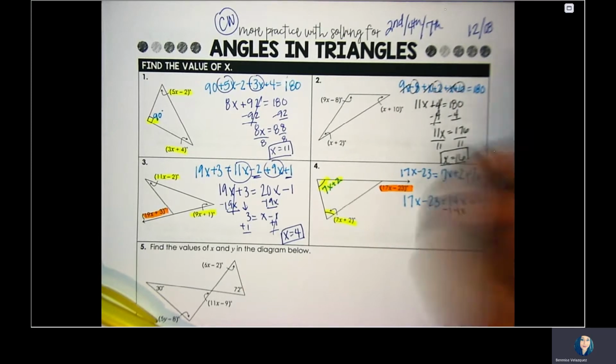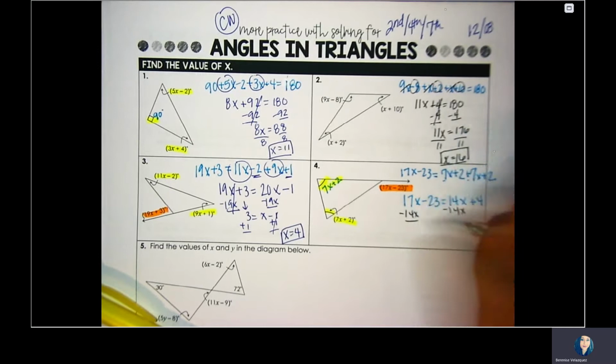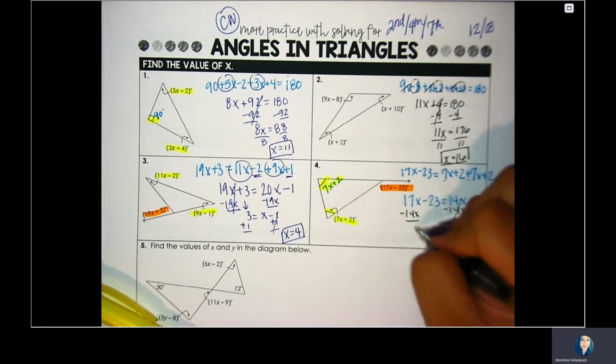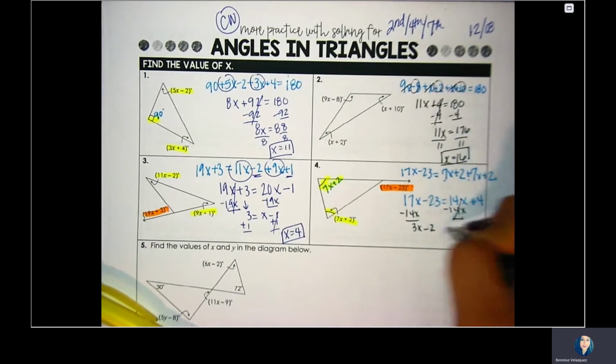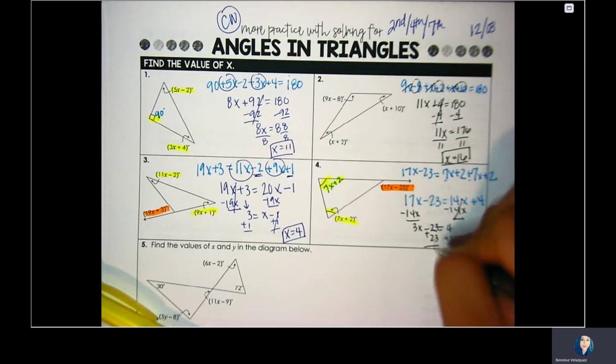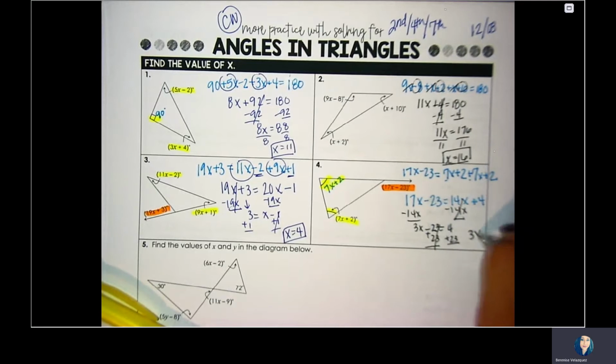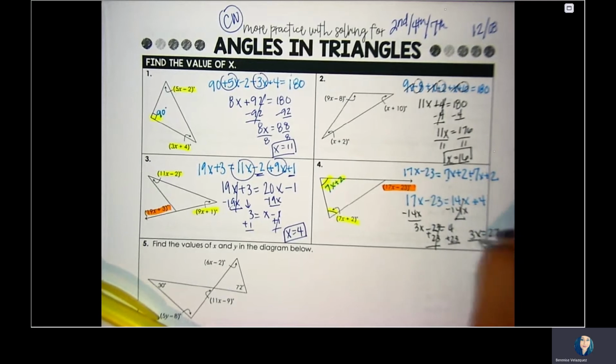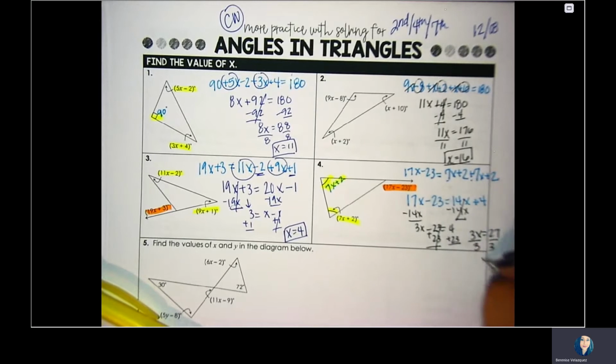Okay, so first I'm going to bring my smaller x towards my larger x. This gives me 3x minus 23 is equal to 4. Add 23 to both sides. 3x is equal to 27. This one you should be able to do in your head. X is equal to 9.